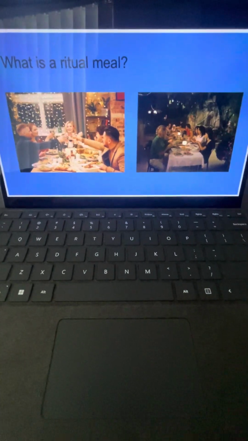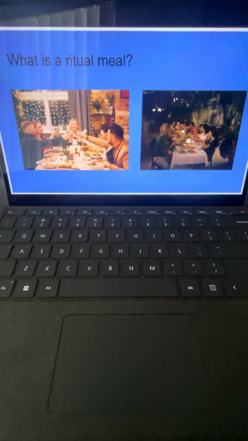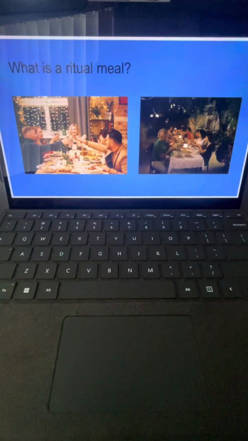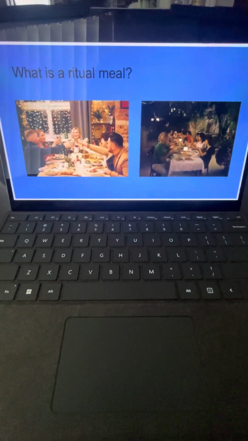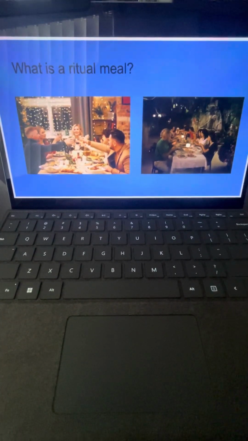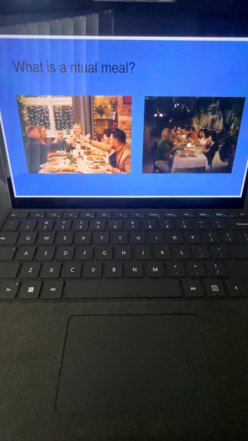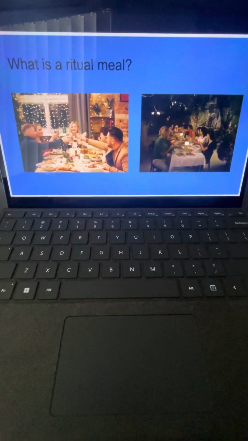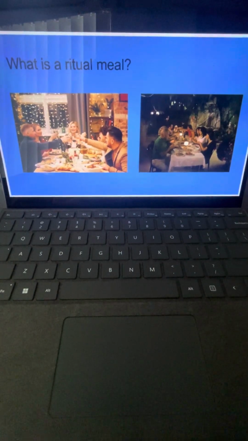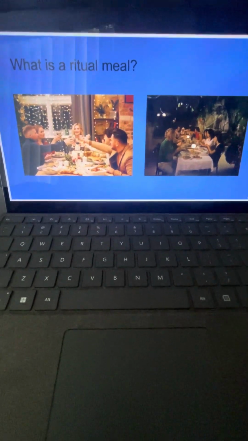Analyze a ritual meal in which you've been a participant. In this case, we're asking you to analyze a ritual meal that's home cooked, not served out in a restaurant and so on. But sometimes people are a little confused by what we mean by ritual meals, so I'm just going to run through what that is.